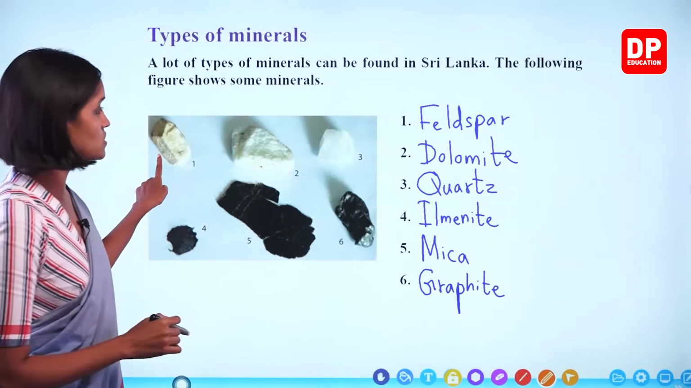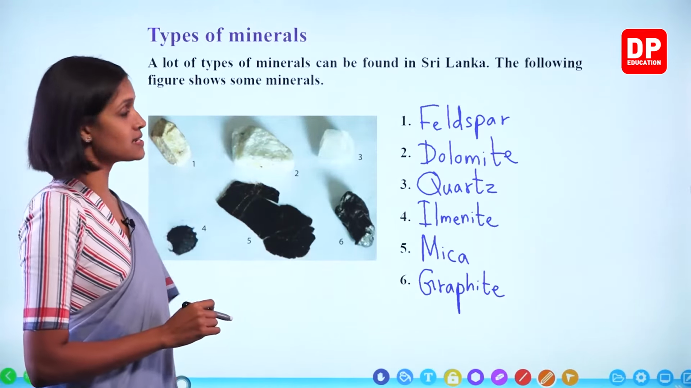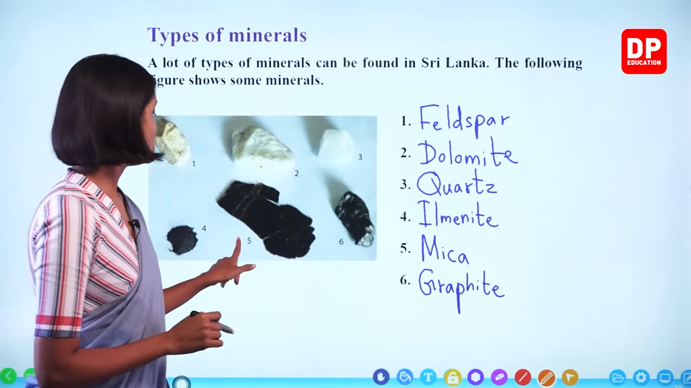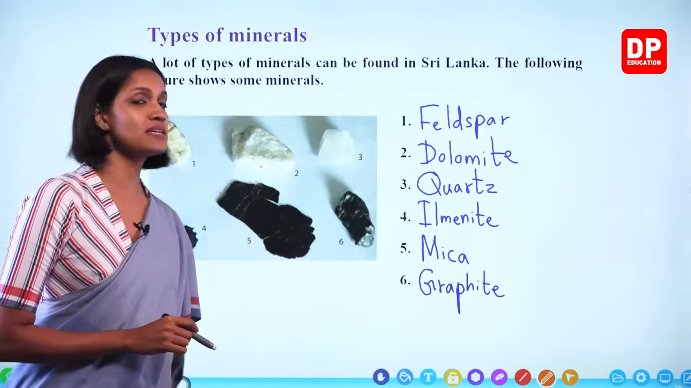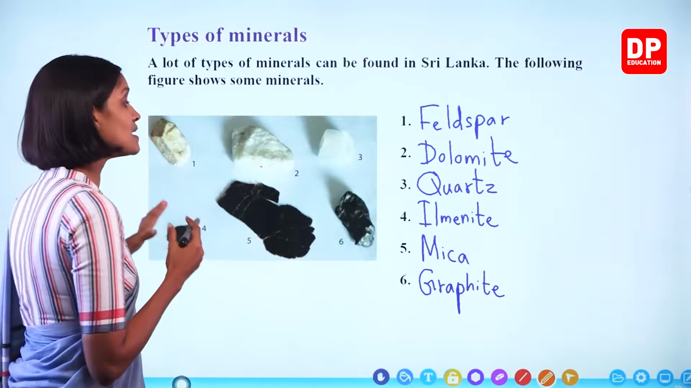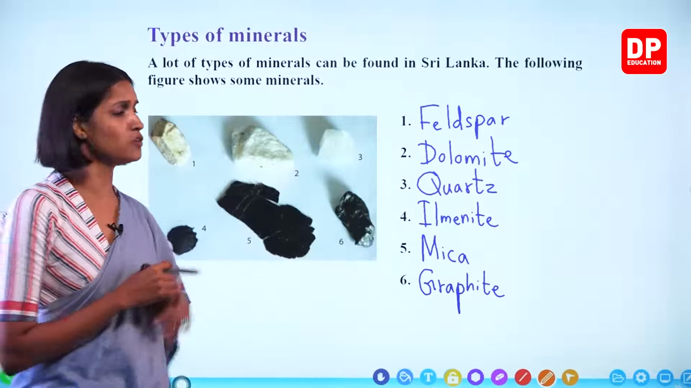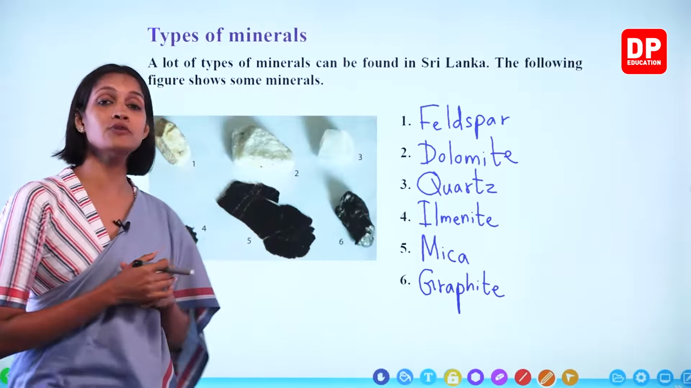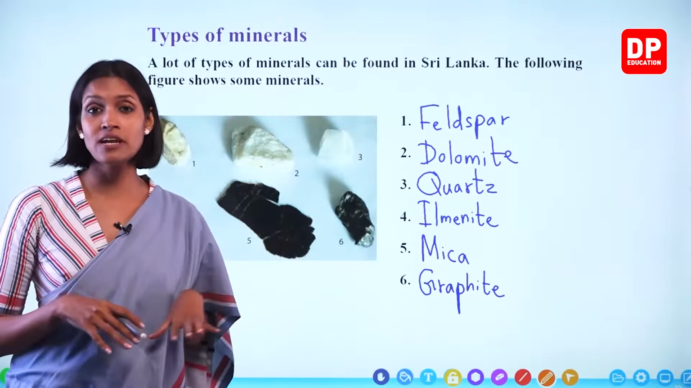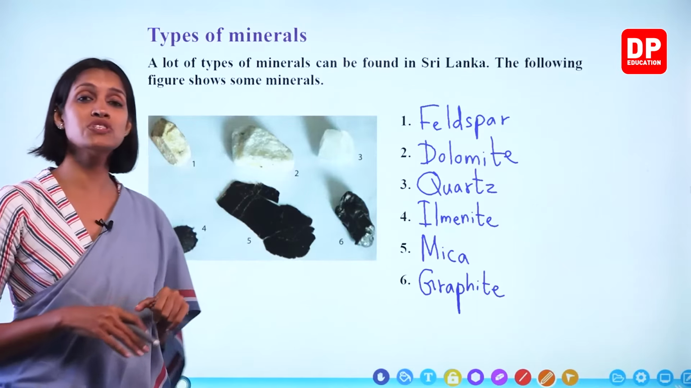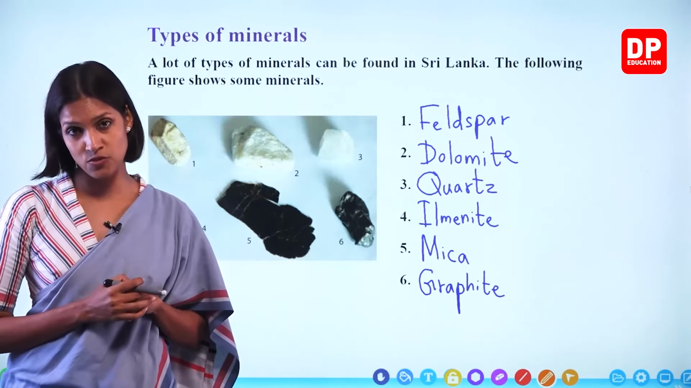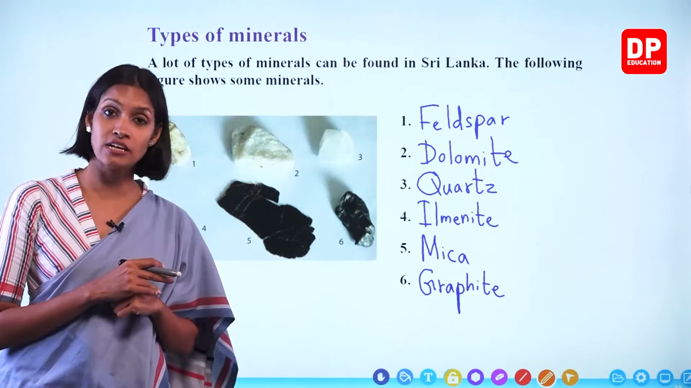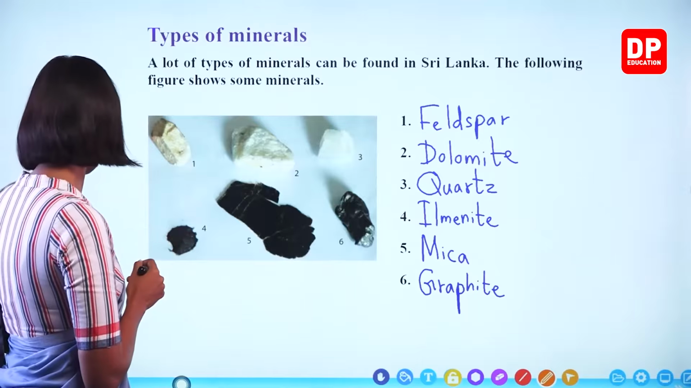Right? Number 1, feldspar. Number 2, dolomite. Number 3, quartz. Number 4, ilmenite. Number 5, mica. And number 6, graphite. Right? These are only some minerals that we can find in Sri Lanka. Now, they have different uses. Right? These different types of minerals are used in different types of industries. Sometimes the same minerals are used in different types of industries as well. Right, children? There are many other minerals that we can find in Sri Lanka as well. Okay? We'll move on to the next.